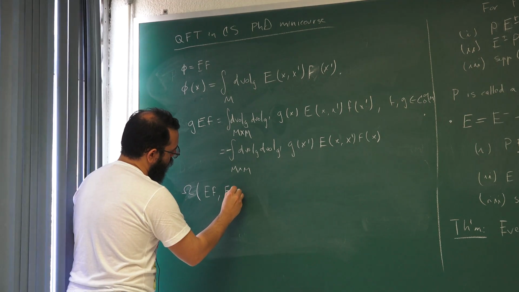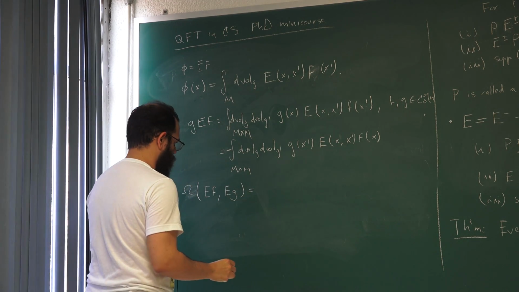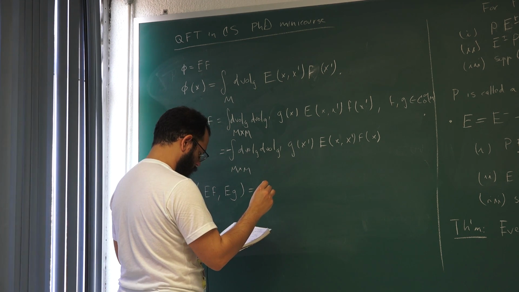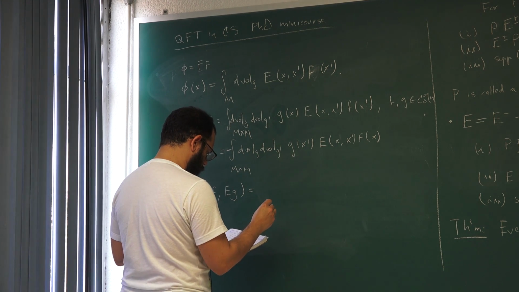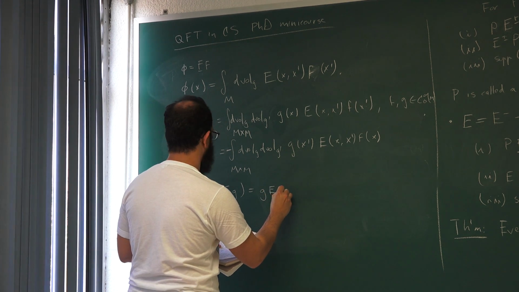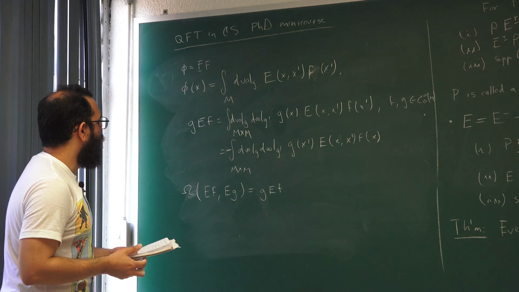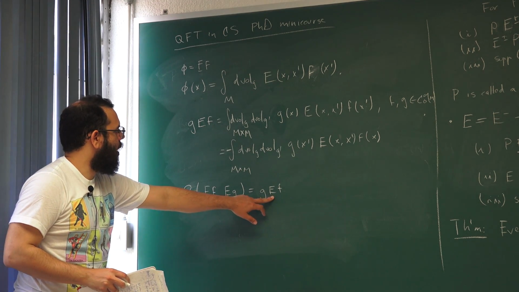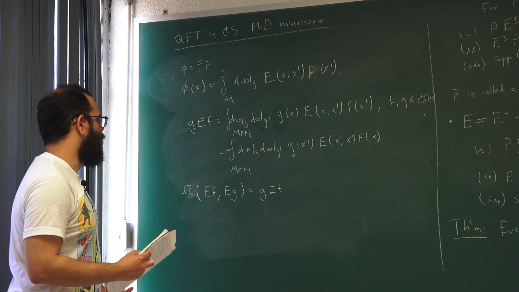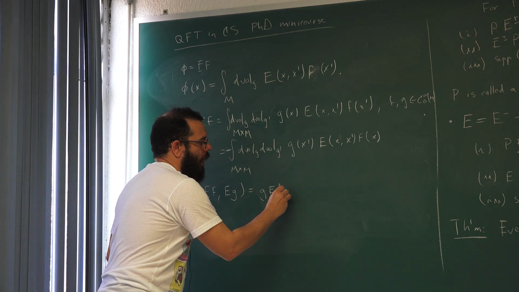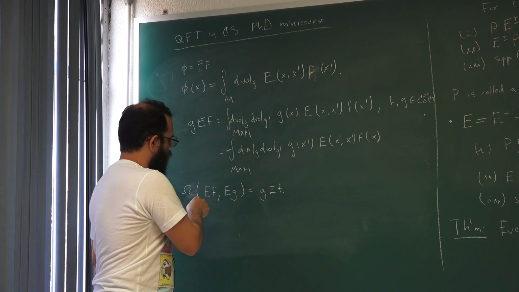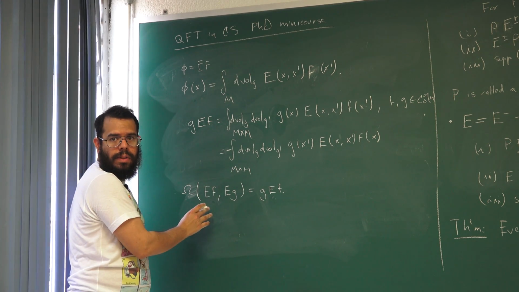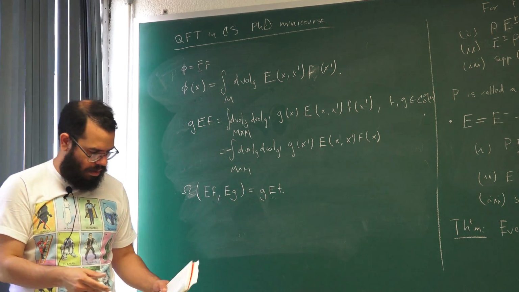So for E f and E g, I call this the symplectic form. It's bilinear, it's antisymmetric, and it's non-degenerate as well. Namely, if some entry is 0 for every one in the other entry, then that entry has to be 0. That's what it means to be non-degenerate.